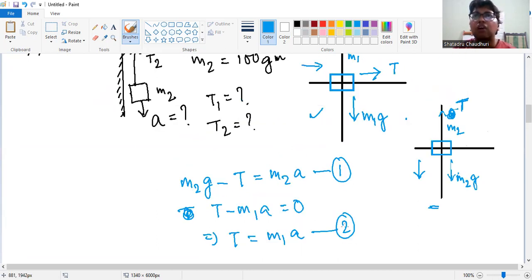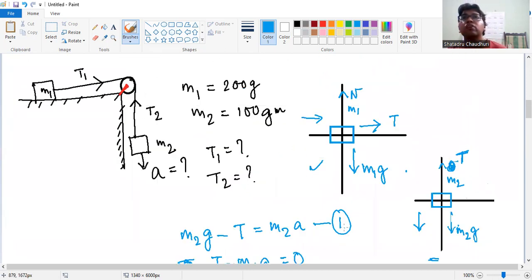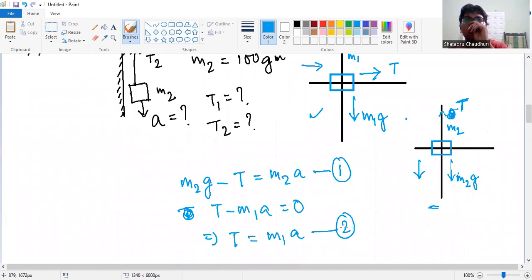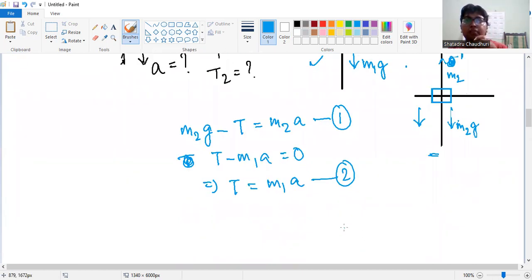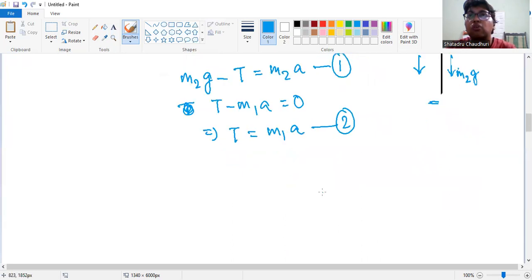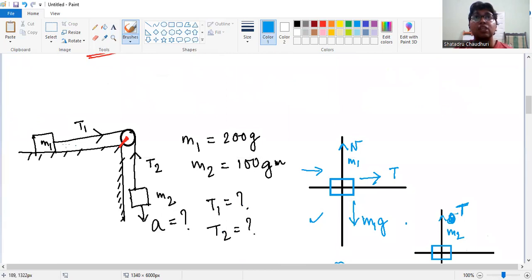Now we know that M1 is 200, M2 equals to 100. So we need to find out A first in order to calculate. So how will you find out? We use these equations, T equals to M1 into A. And obviously, since it is one single string, in both the cases the tension must be equal. In this case, T1 is equal to T2. Why T1 is equal to T2?